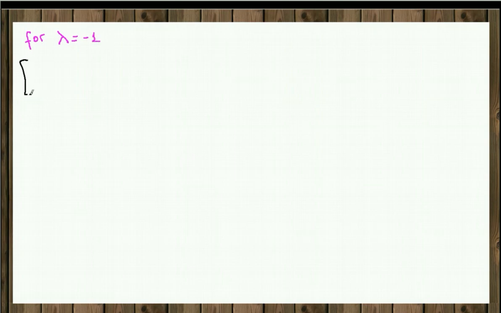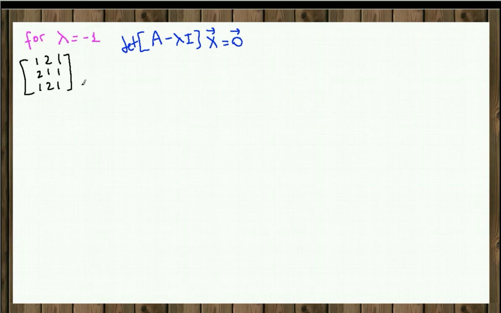Our original matrix is 1, 2, 1, 2, 1, 1, and 1, 2, 1. Our first step is to subtract the lambda value from each entry on the main diagonal, which is A minus lambda I, times the vector x, which is the eigenvector, equals the 0 vector. So our first step is to subtract the lambda value, which is negative 1, from each entry on the main diagonal.